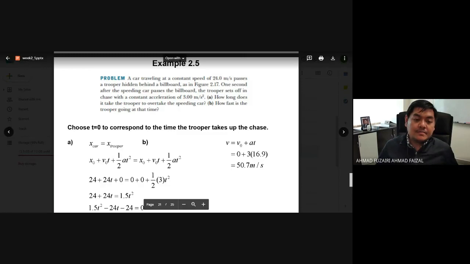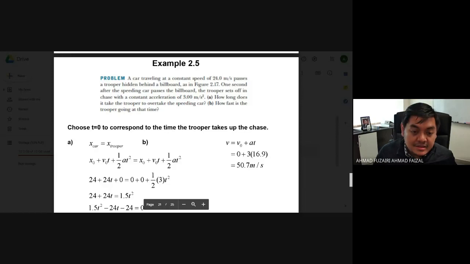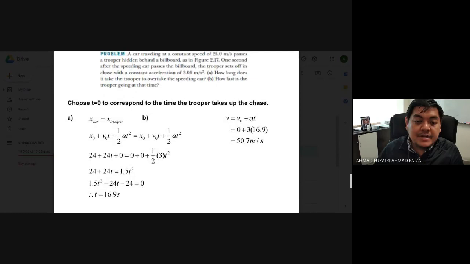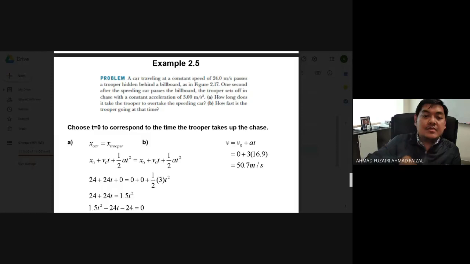And V naught is 24, t is what we want to find. In this case, half a t squared, you can see here a constant speed, meaning that acceleration becomes zero. So half a t squared on the left part becomes zero. But on the right part, you will see X naught will be zero. This is where it begins to accelerate. Okay, so X naught becomes zero.